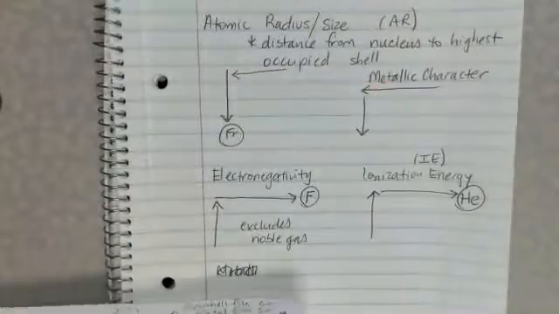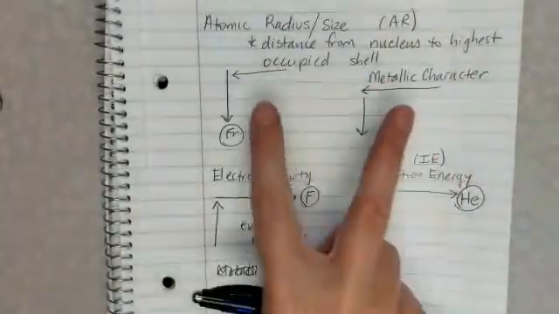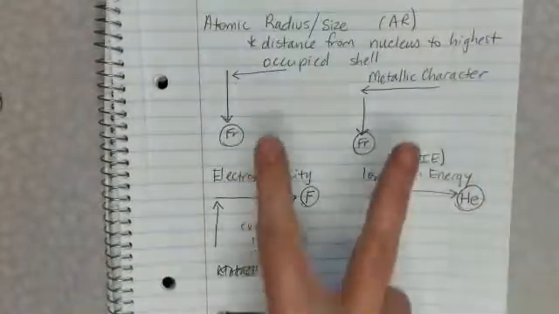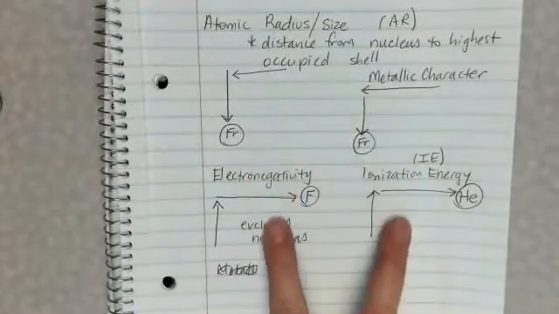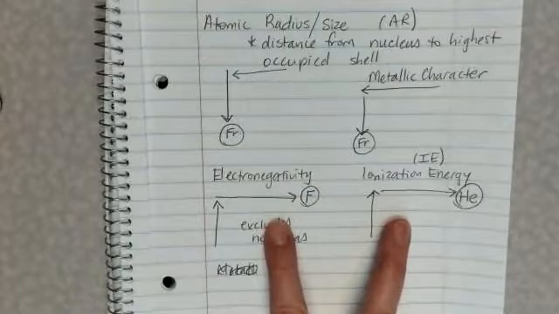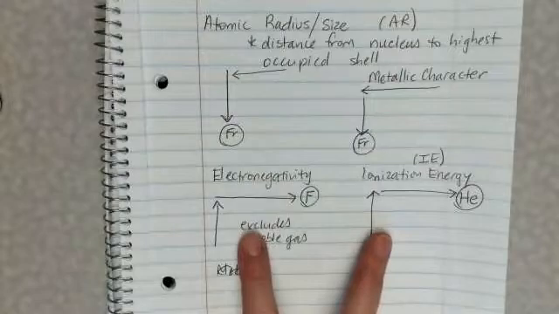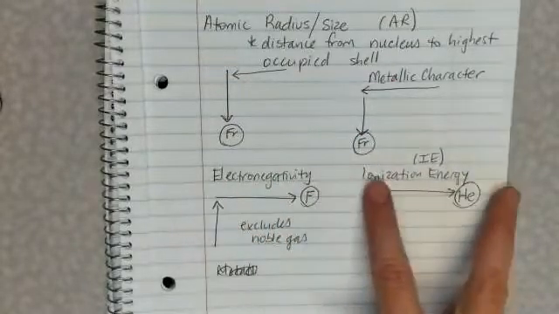So we're thinking metallic character increases as we go down, and that's true. So metallic character and atomic radius, those look the same, right? So again, that would point to francium. So the two of the trends go together. The other two trends are also together. They're just the exact opposite. So atomic radius, metallic character both increase to the left and down. Electronegativity and ionization energy both increase up and to the right.